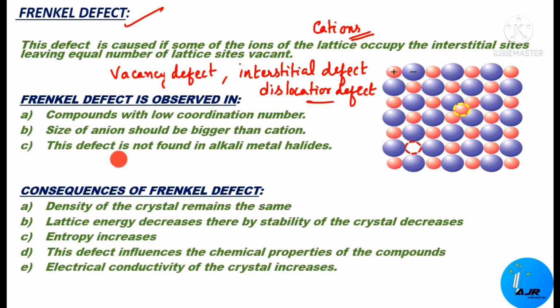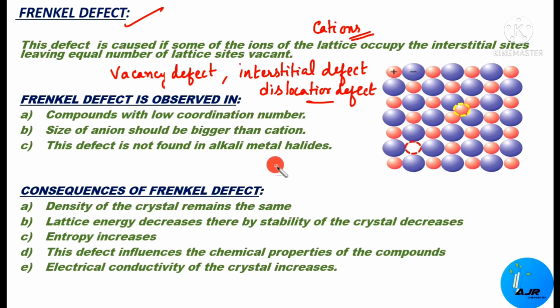This defect is not found in alkali metal halides. Why is this Frenkel defect not observed in alkali metal halides? The reason is the cations and anions have almost equal size, but Frenkel defect can be observed in compounds in which the size of the anion is a little bigger than the cation, is it not? But in alkali metal halides, both the cations and anions have almost equal size.